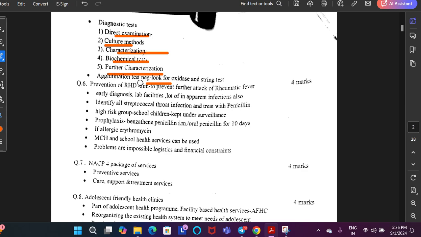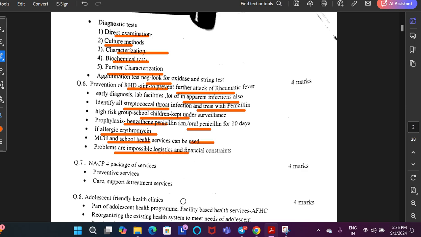Then prevention of rheumatic heart disease. Aim to prevent further attack of rheumatic fever. Early diagnosis, lab facilities, a lot of inapparent infection also. Identify all streptococcal throat infection and treat with penicillin. High-risk group: school children kept under surveillance. Prophylaxis: benzathine penicillin IM or oral penicillin for 10 days. If allergic, erythromycin can be used. MCH and school health services can be used. Problems are logistic and financial constraints.